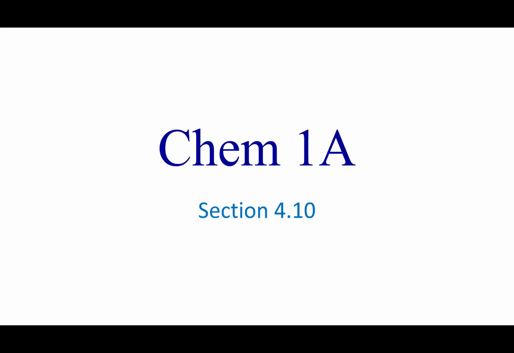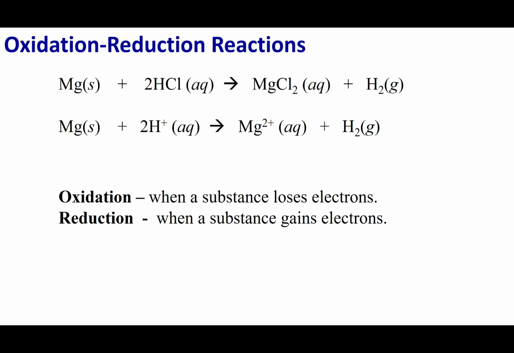Welcome to section 4.10. What we're going to cover in this lecture is the last class of reactions, and that is going to be oxidation-reduction reactions, or redox reactions. Now, an oxidation is when a substance loses an electron, and a reduction is when a substance gains an electron. You can use the mnemonic device, Leo the lion goes grr: lose electron oxidation, gain electron reduction.